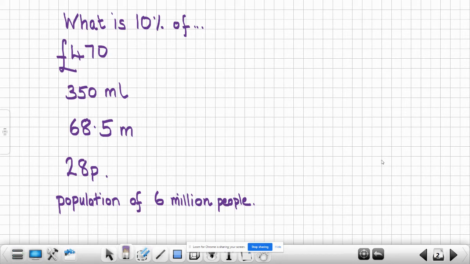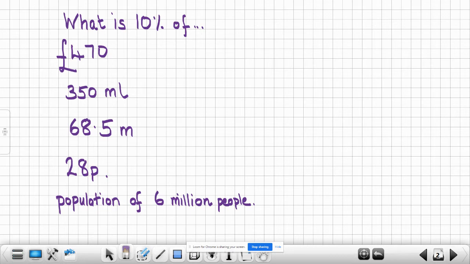Hi, this video is a continuation from how to work out percentages using place value. So you'll need to watch the first video if you're not sure about that. And in this particular video, we're going to look at how you work out 10% and how that can be useful in working out other percentages.